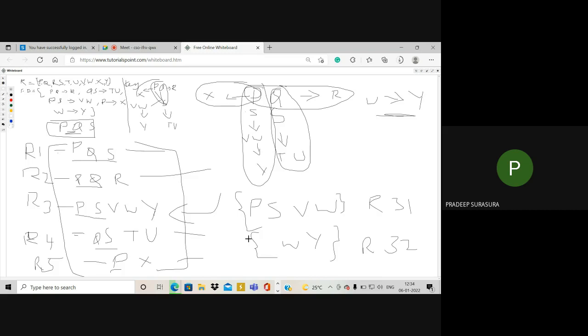Finally, write down the 6 tables like R1, PQS, R2, PQR. Please put it in flower braces, then only it is correct. Put a comma after each particular attribute. Okay, so this is the solution for this problem.